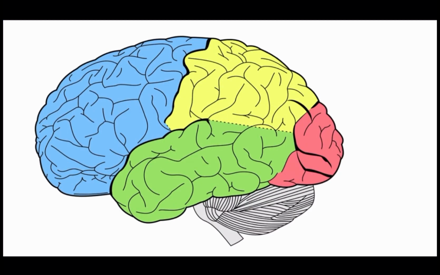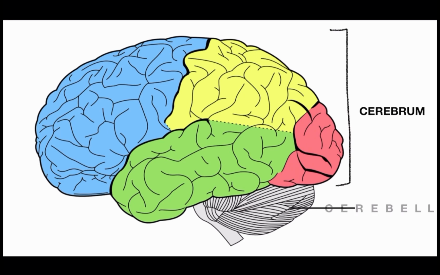body. The brain is comprised of three main regions: the cerebrum, the cerebellum, and the brainstem. Each one performs a specific function. The cerebrum is the largest segment of the brain. It makes up three-fourths of the brain's volume.